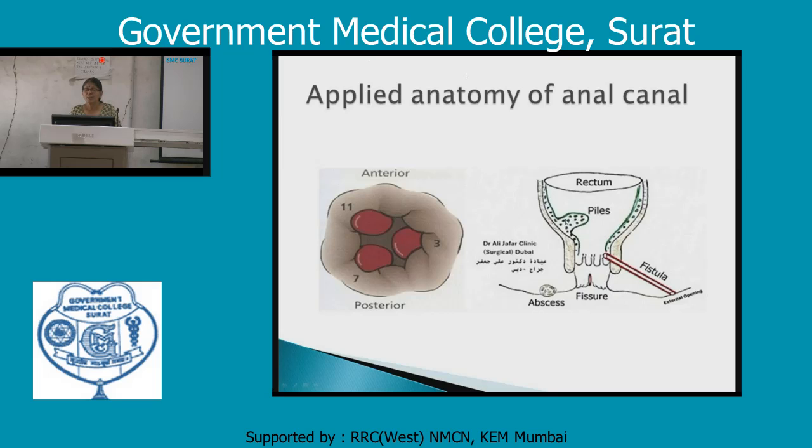Piles or hemorrhoids. Second, anal fissure. There is a break in continuity of the epithelium at one of the anal columns. And this is anal fistula, an epithelialized tract connecting two cavities or connecting one cavity with the exterior. So anal fistula can be there. So these are important applied aspects of this.